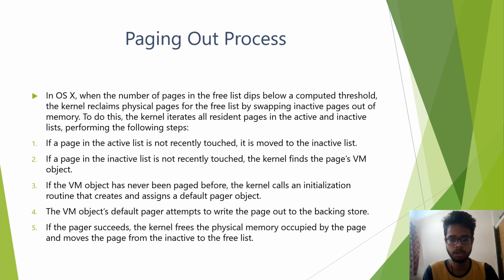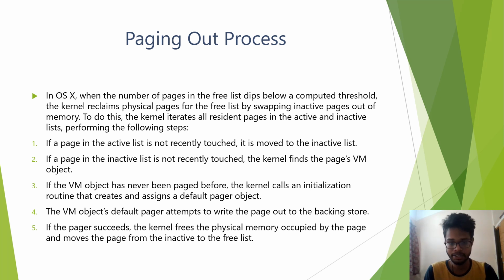Now we are going to talk about the paging out process. In the Mac operating system, when the number of pages in the free list dips below a computed threshold, the kernel reclaims physical pages for the free list by swapping inactive pages out of memory. To do this, the kernel iterates over all resident pages in the inactive and active lists, performing the following steps. If a page in the active list is not recently touched, it is moved to the inactive list.